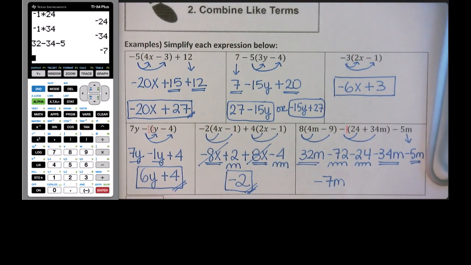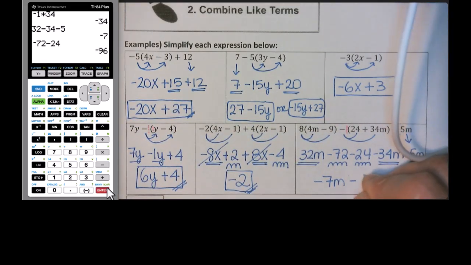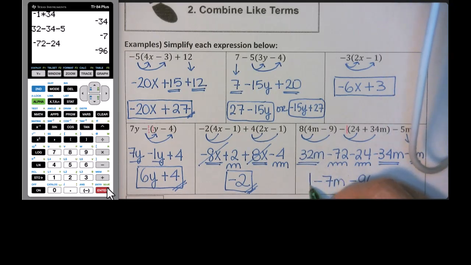Good. Now let's do -72 minus 24, and we get -96. And there we go.